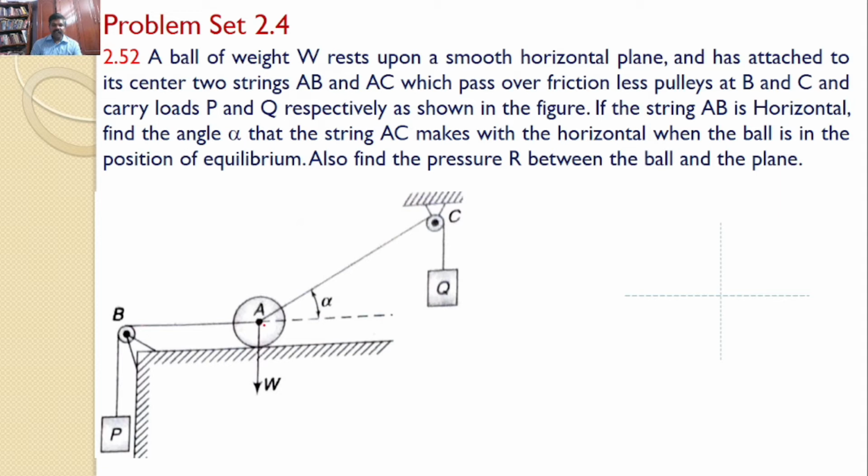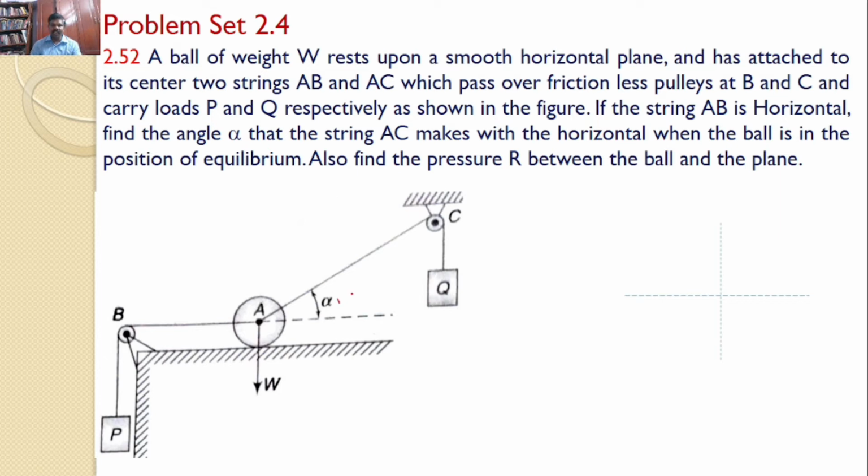The ball is attached with a string AB, and AB passes over the pulley and carries a load P. Similarly, a string AC is also attached, and it also passes over the pulley, and a load Q is attached at the other end of the string. If the string AB is horizontal, find the angle alpha of string AC with the horizontal when the ball is in the position of equilibrium.